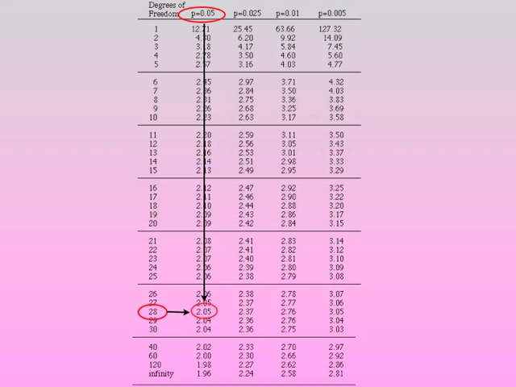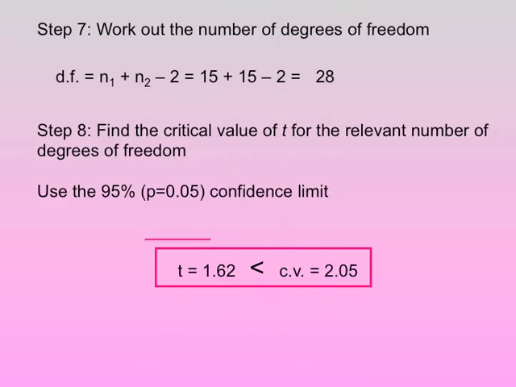So we locate that column at the top. It's the second column, p equals 0.05, and we move down that column until we reach the row for 28 degrees of freedom. Can you see that with the red circles? And the black arrows are going to take us to the one value that we are looking for, and this value is 2.05. That is the critical value that we are looking at in this table. So we write down this critical value, 2.05.